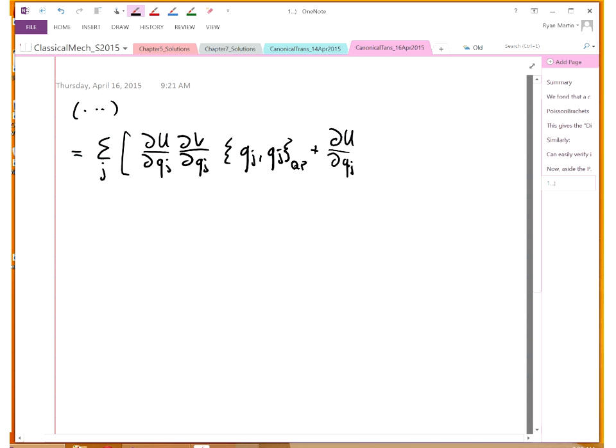Alright, so now if you actually did carry out the math and you did all of those, you would find the second term, you would have factored out a ∂U/∂qj times ∂V/∂pj. And you would have found that multiplies the Poisson bracket of qj with pj.